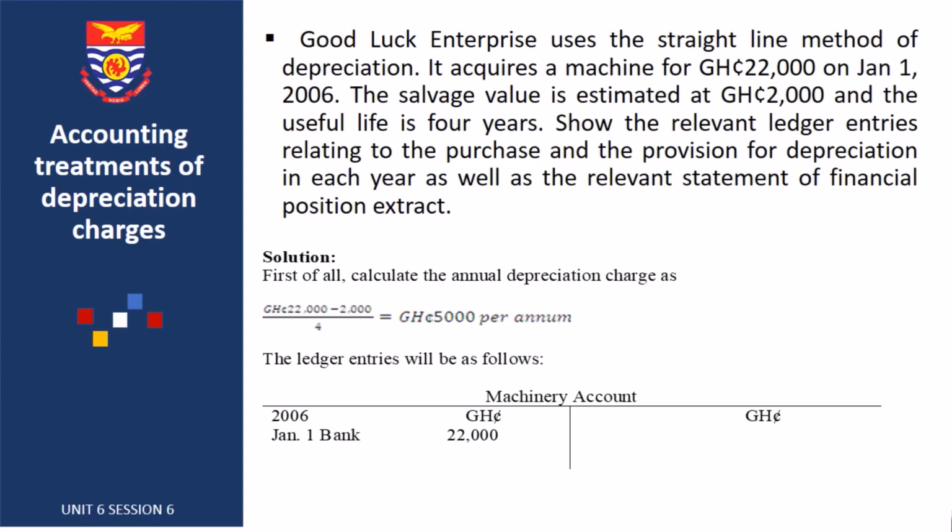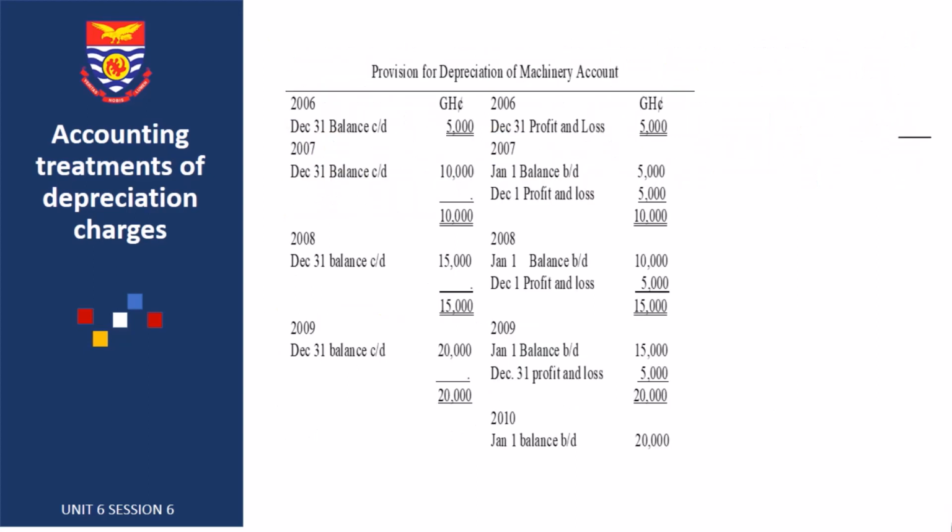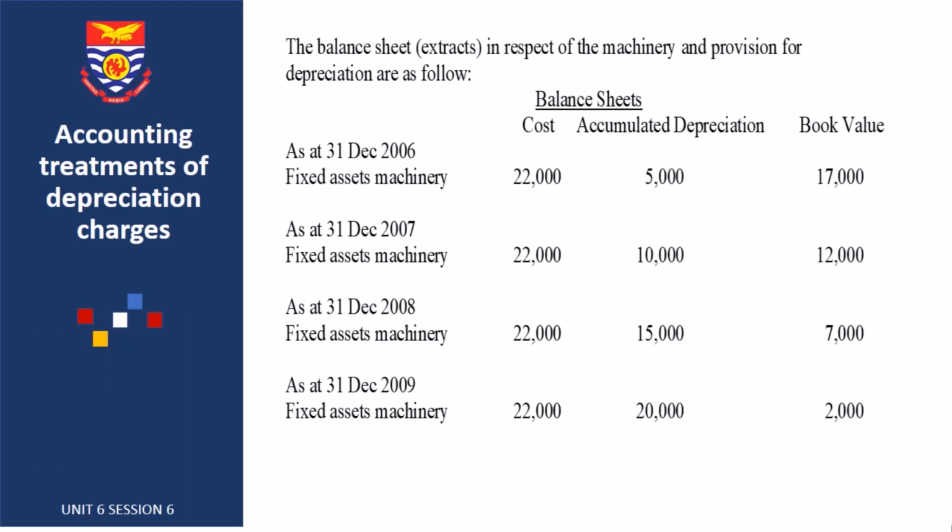In the machinery account, we debit the machinery account 22,000 and credit the bank account on the acquisition of the asset. We also open an account for provision for depreciation for the machine. In the provision for depreciation for the first year 2006, we will credit 5,000 Ghana cedis for the depreciation charge. In the statement of financial position for the first year, the cost of the asset is 22,000.